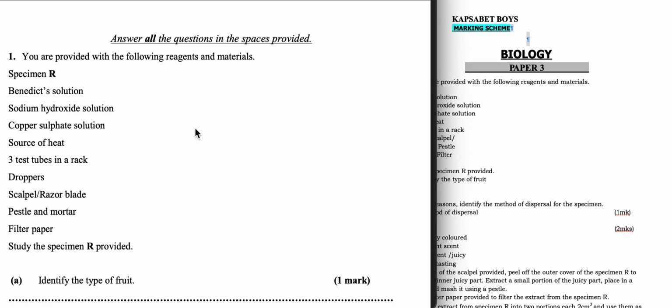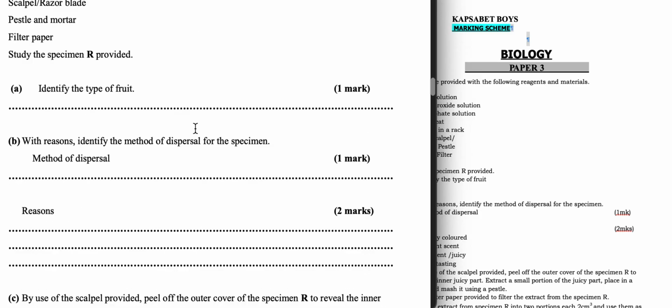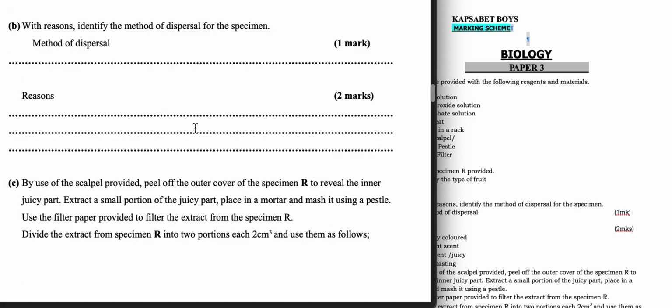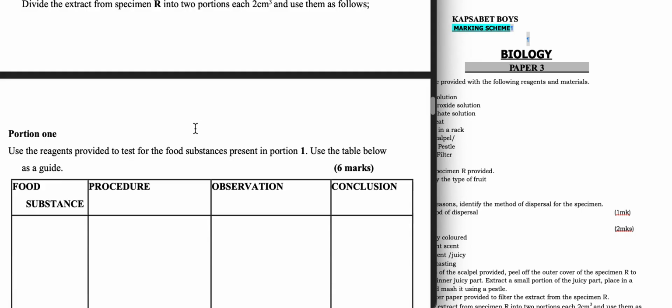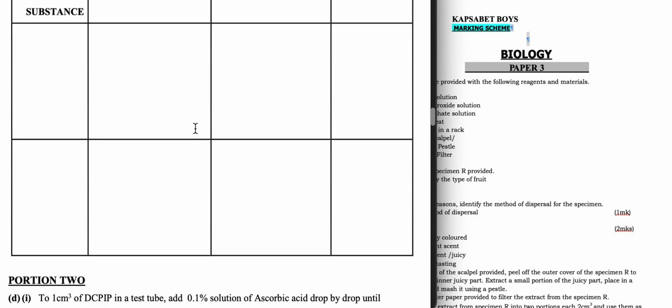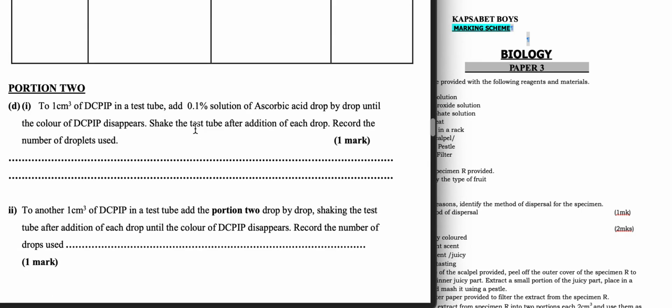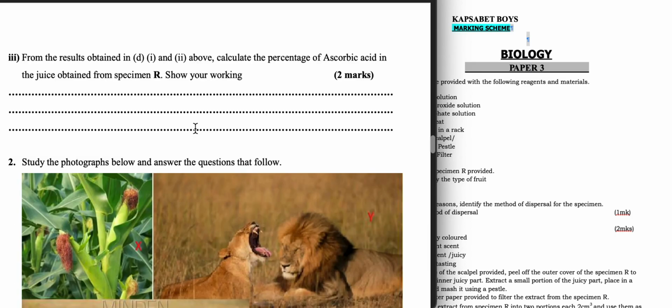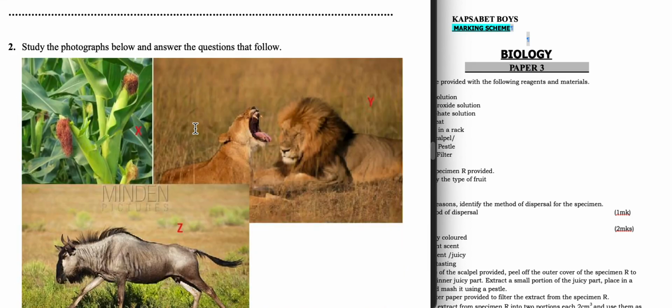Study the specimen provided. Identify the type of fruit. With reasons, identify the method of dispersal for the specimen. So this you have to do in a lab, so we won't get into it. The questions that are important here, we're starting with question 2.